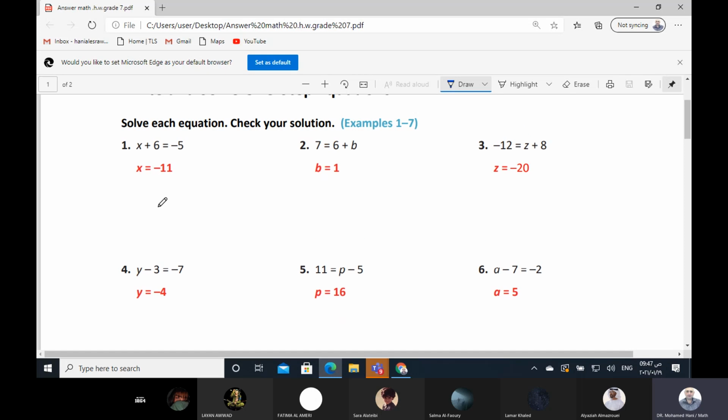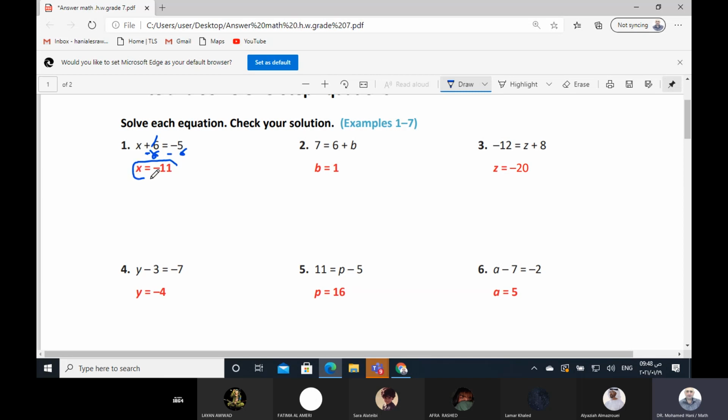The first equation here, we have x plus 6 equals minus 5. When you want to find the value of x, try to keep the variable alone on one side. So try to remove the constant, remove plus 6. How? Add minus 6 to the two sides. Now plus 6 and minus 6 will be 0. Remains here x. And minus 5 plus minus 6 will be minus 11.